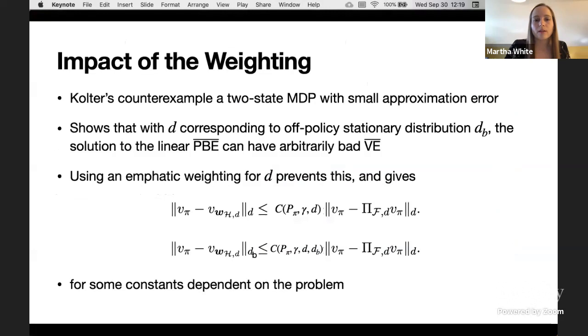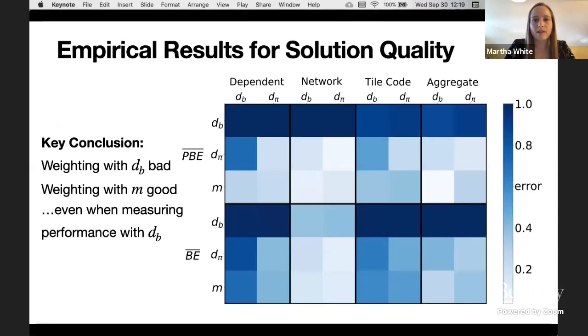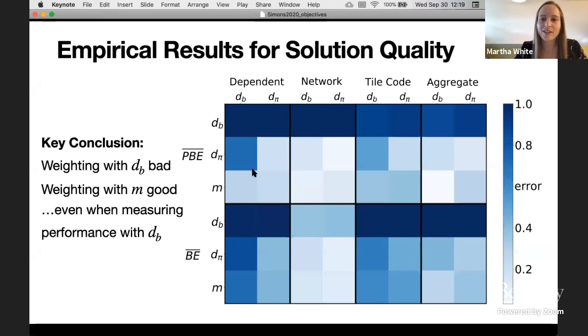Again, there's only so much we actually know about what these constants look like. But we've also been running a few experiments to see if some of this happens in practice as well. And I'm really running out of time, so I'm going to quickly summarize what this slide is saying. We ran with the projected Bellman error and Bellman error across many different problems with different feature spaces. And the key conclusion here is that when we optimize our objective with the stationary distribution weighting, this dark color is bad. And so the error is bad in general, even when we use the weighting d_b and the true value error, which is what this is showing on this side. And when we change the weighting in our objective, it significantly improves the quality of our solution. This is not about optimization online or anything.